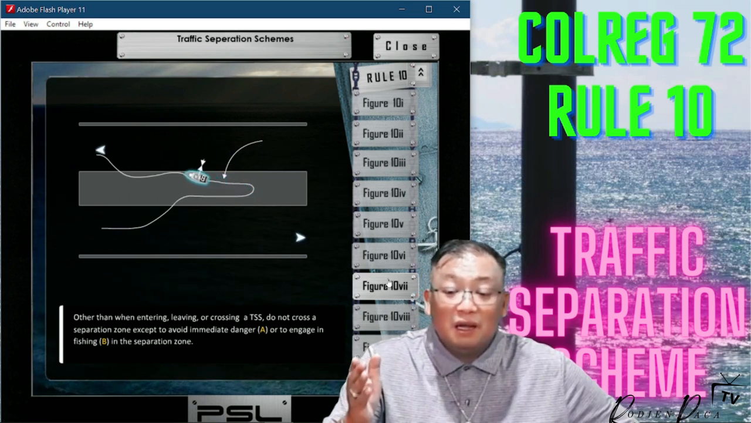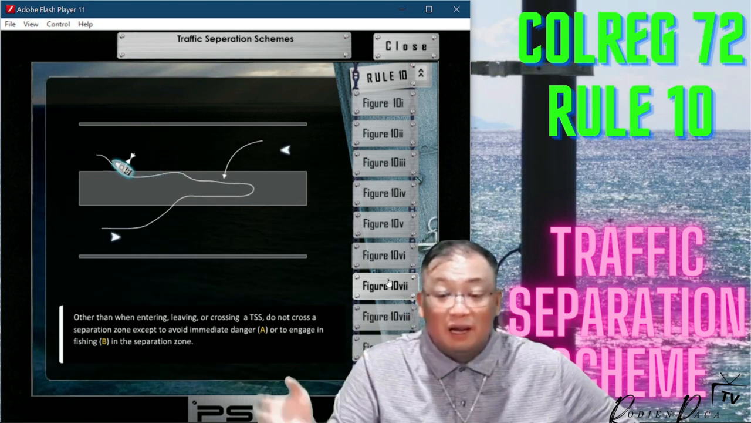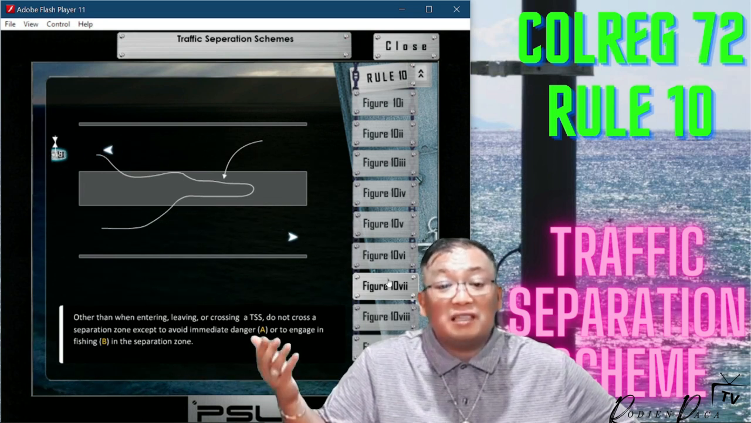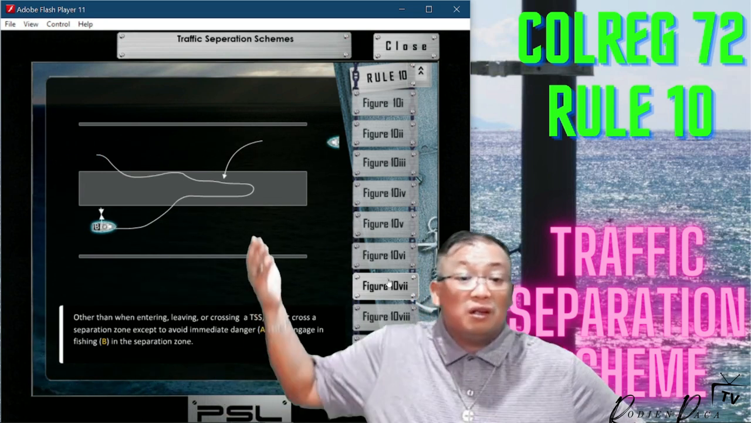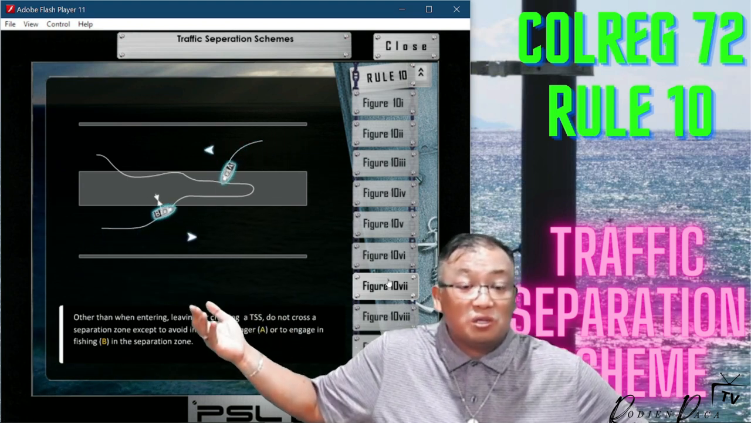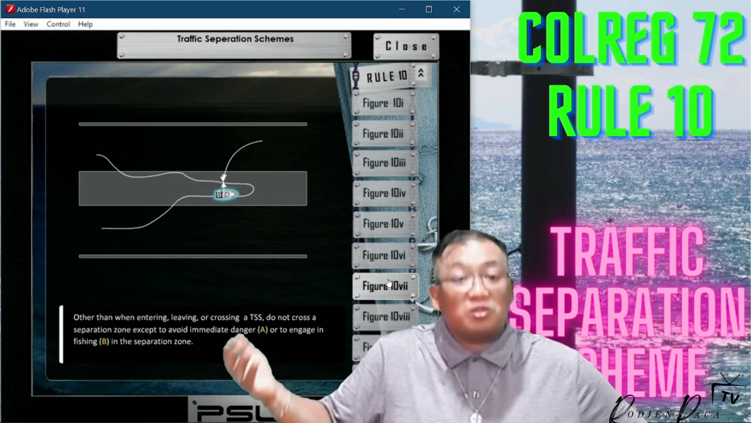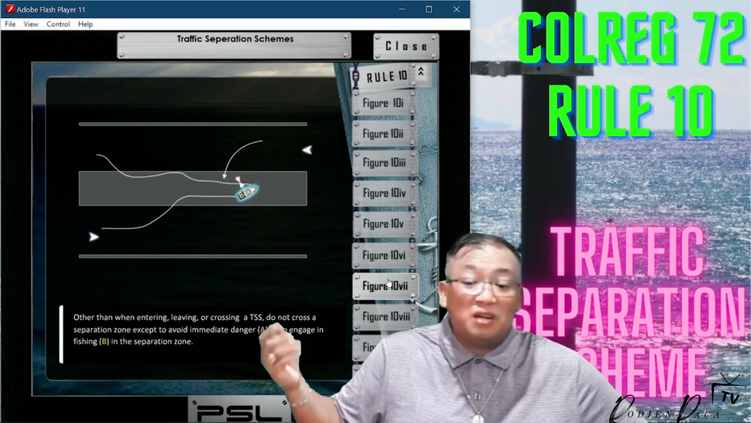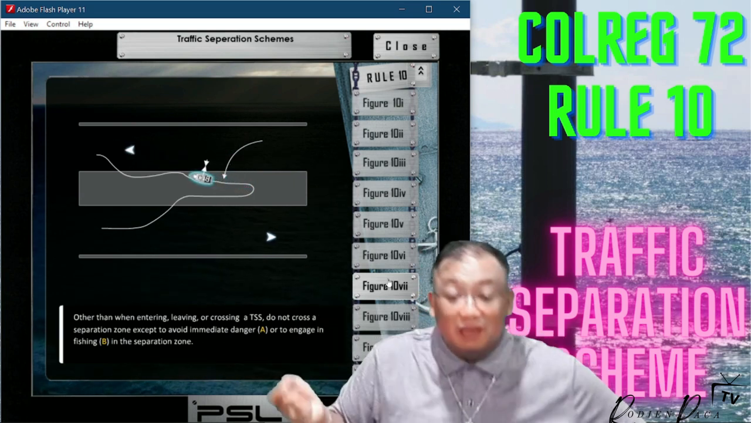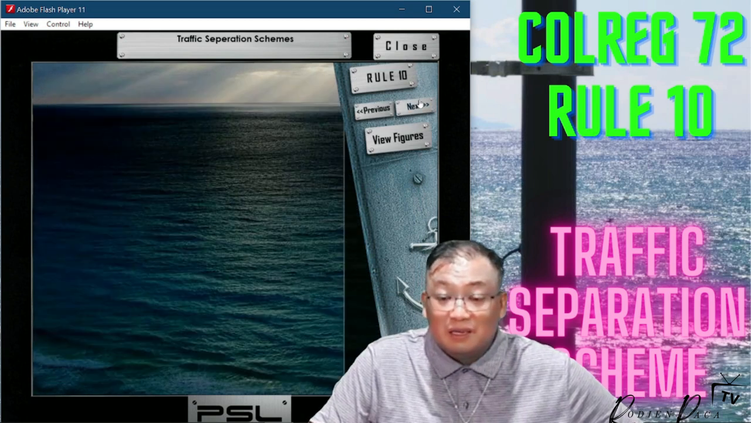Especially you are in the separation zone. Okay, the fishing area, again, let me redefine. You can fish in the separation zones. You can see the big gray line here, that is the separation zones. You can fish in it, and the fishing vessel can cross if the designated fishing area in their locality is in the separation zone. Okay, next.